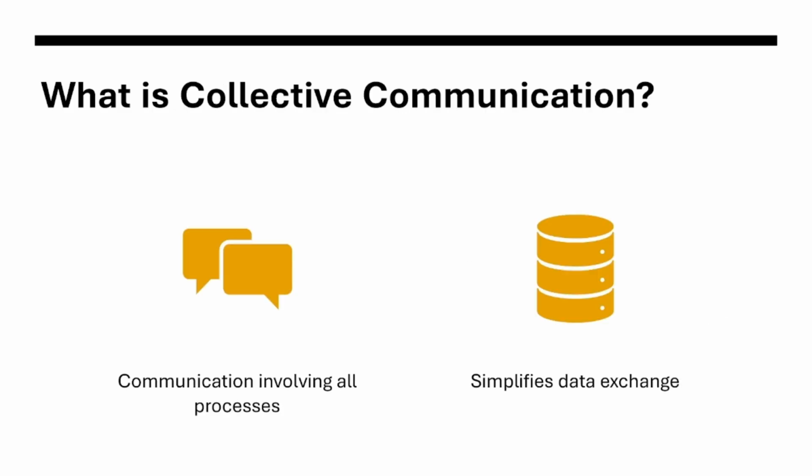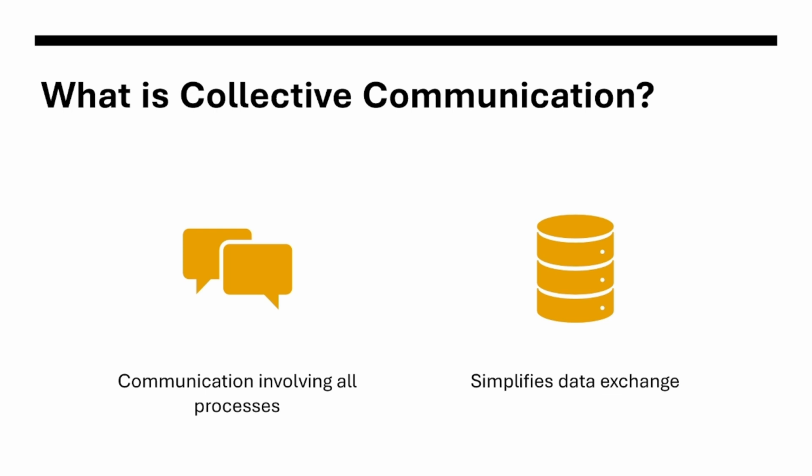So what is collective communication? In MPI, collective communication refers to communication operations that involve all the processes within a communicator, that is nothing but a group of processes. Instead of writing multiple send and receive calls between individual processes, MPI provides predefined functions that handle the communication for the entire group efficiently.